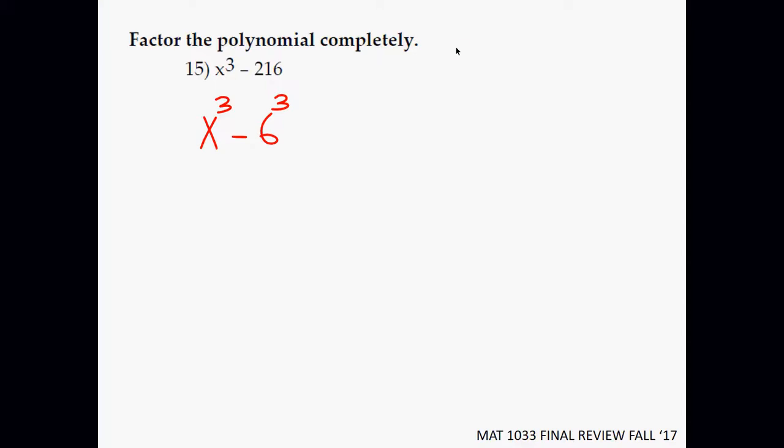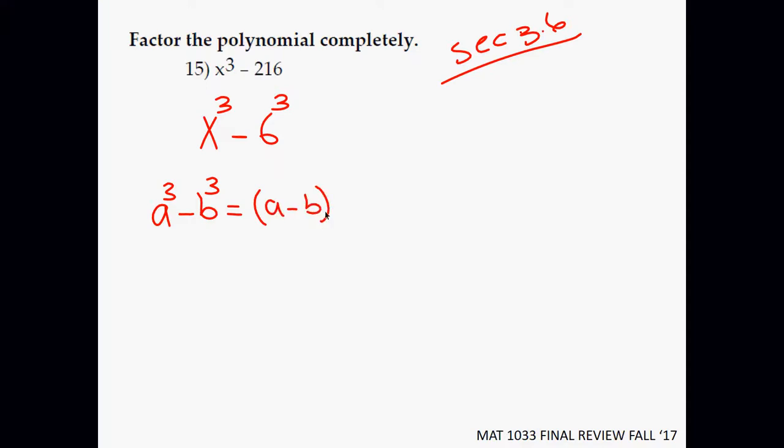As we learned in section 3.6, the formula that we need to use is a cubed minus b cubed equals a minus b times a squared plus ab plus b squared. In this case, my a will be x and my b will be 6.